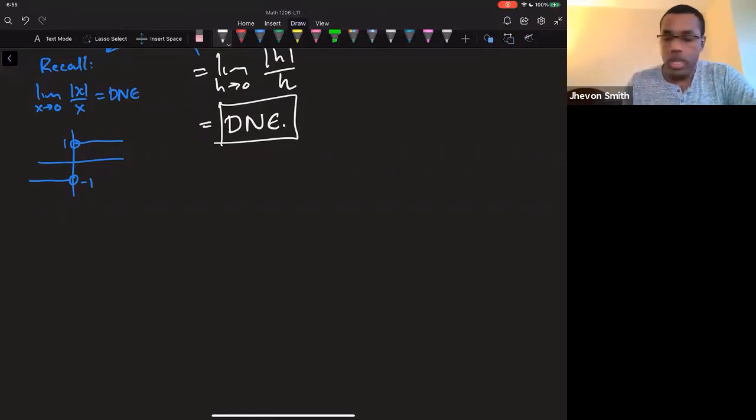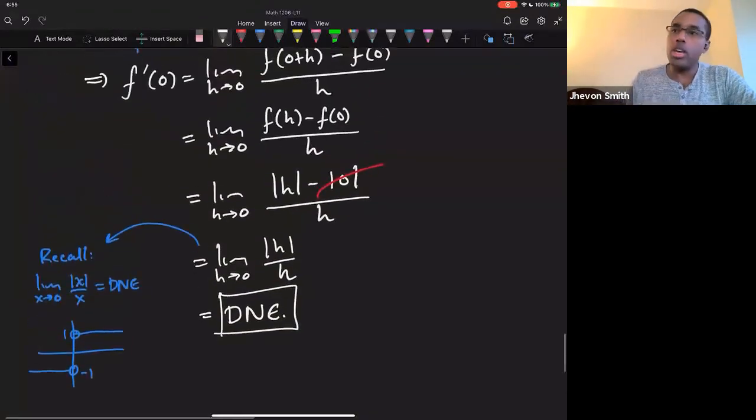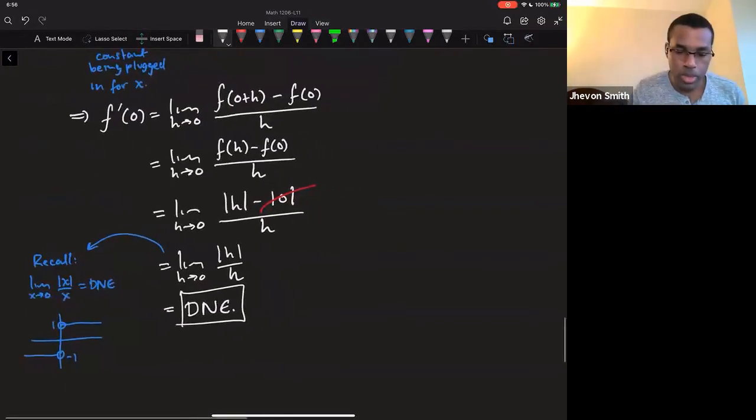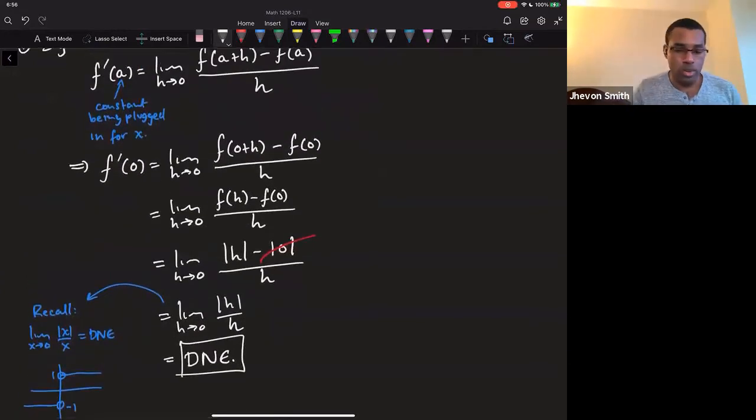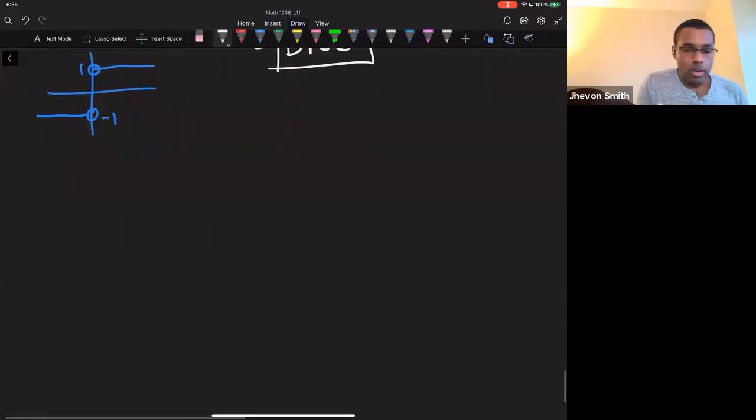And this is one of the functions that is always used as an example because it's a function that's continuous everywhere, but not differentiable everywhere. You can't actually find the derivative everywhere. Specifically at 0, you will not be able to find a derivative.